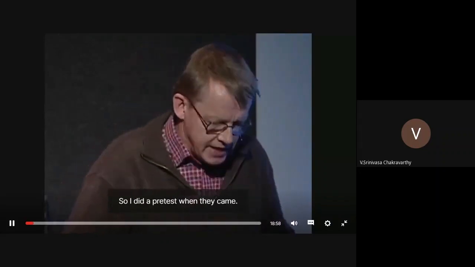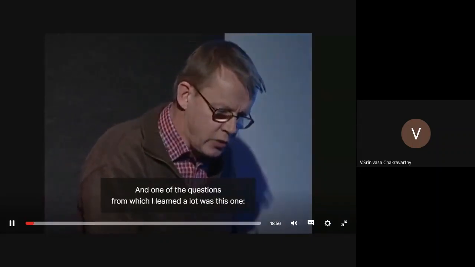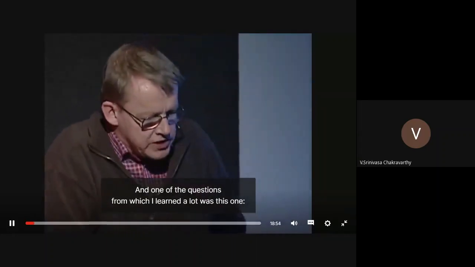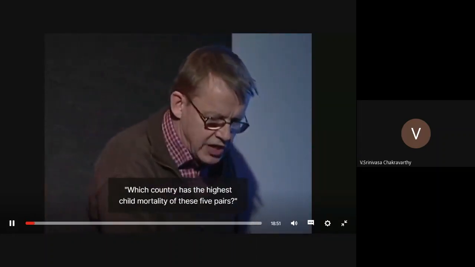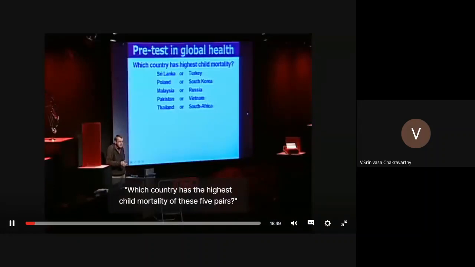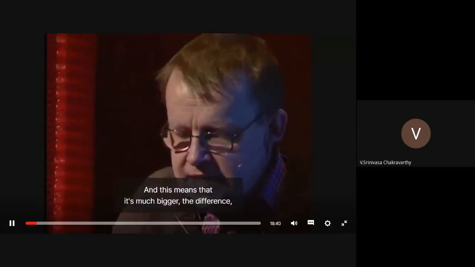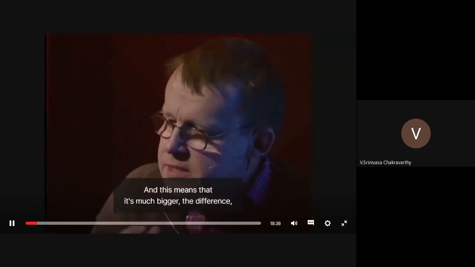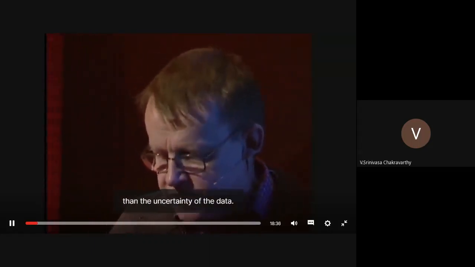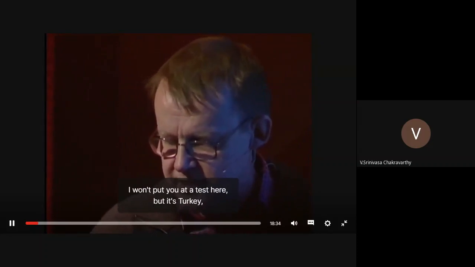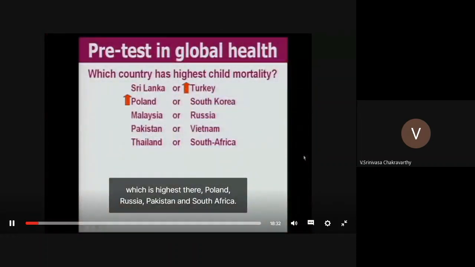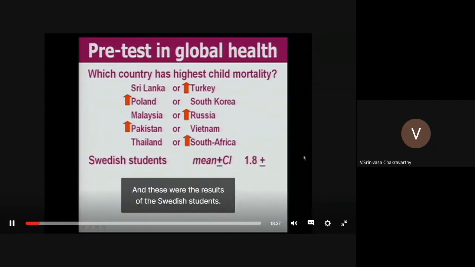So I did a pre-test when they came. And one of the questions from which I learned a lot was this one: which country has the highest child mortality of these 5 pairs? And I put them together so that in each pair of countries, one has twice the child mortality of the other. And this means that the difference is much bigger than the uncertainty of the data. I won't put you to a test here, but it's Turkey which is highest there, Poland, Russia, Pakistan, and South Africa. And these were the results of the Swedish students.